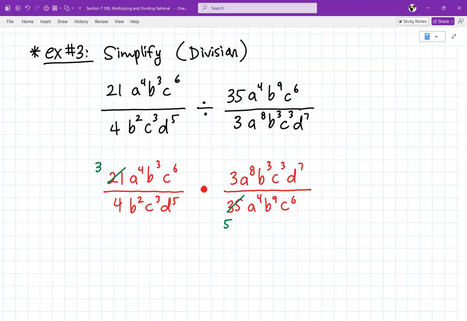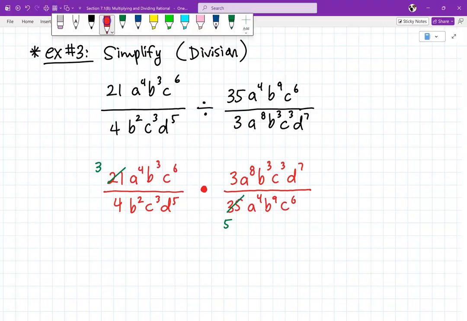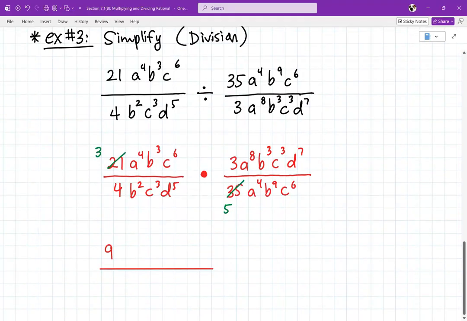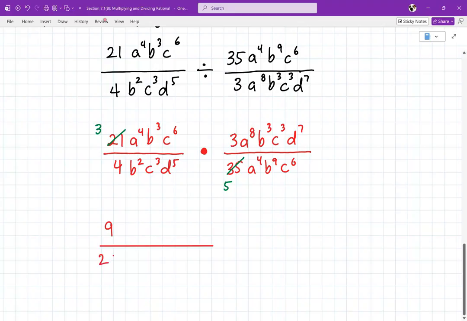So I'm going to rewrite my problem right now. I'm going to multiply my coefficients, my big numbers. So 3 times 3 on top, 4 times 5 on the bottom. I'm going to multiply those out. And at the same time, I'm going to organize my letters alphabetically, putting them together. Okay? So here we go. 3 times 3 is 9. So let me put that 9 there. I'm going to put a big old fraction bar here. On the bottom, 4 times 5 is 20. So I'm going to put a 20 there.